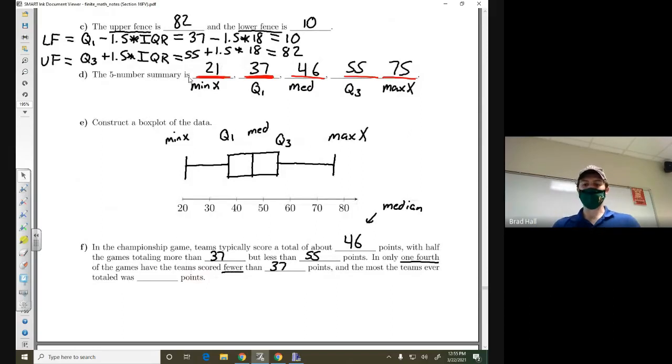And the most the teams ever totaled was 75. Yeah, so we finally get to use one of those min-max values because it's saying the most. So what's the most? The max. Okay, so that concludes that problem.